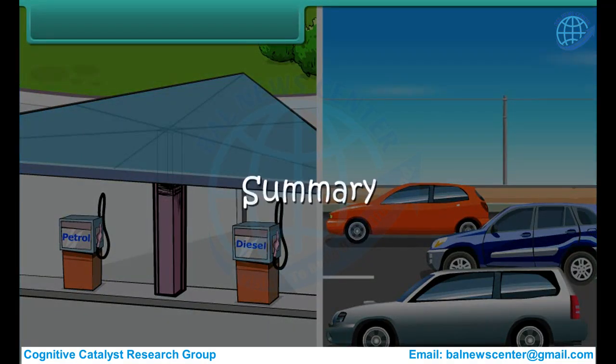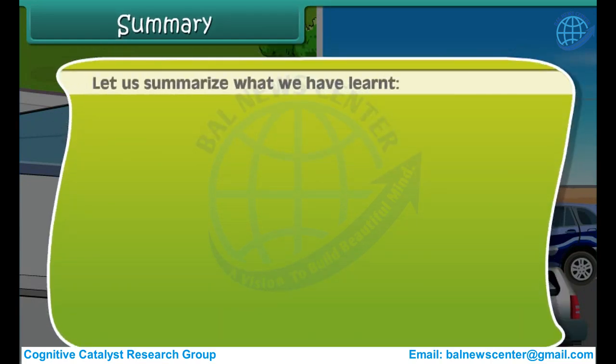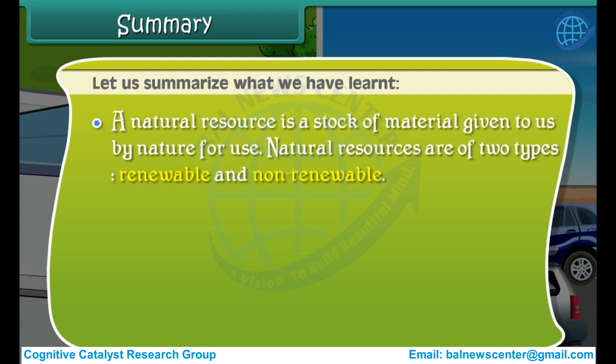Summary. Let us summarize what we have learnt. A natural resource is a stock of material given to us by nature for use. Natural resources are of two types: renewable and non-renewable.